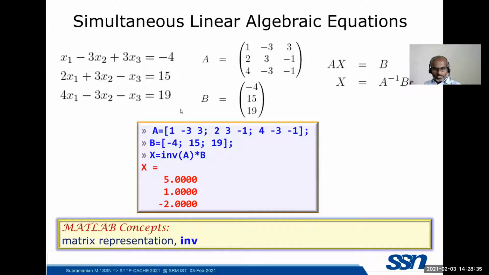You need to construct these matrices, A and B. For example, 1 minus 3 3 and 2 3 minus 1, like this, is the matrix A. The matrix equation is A x equal to B. To solve for x, x equals A inverse into B, the inverse of A into B. If you do that, you will get this. Fine. Both forms are the same, referring to the same thing.